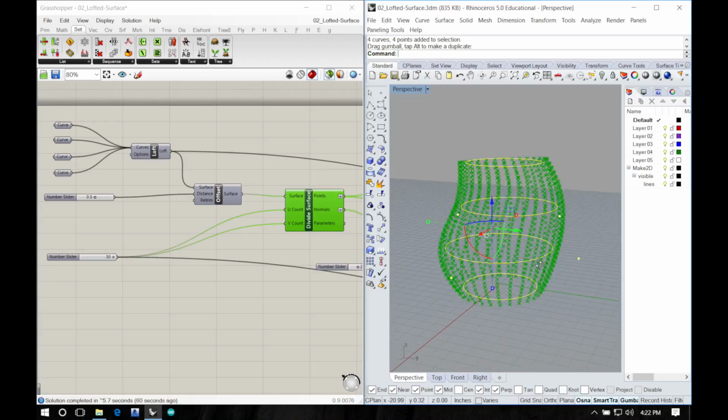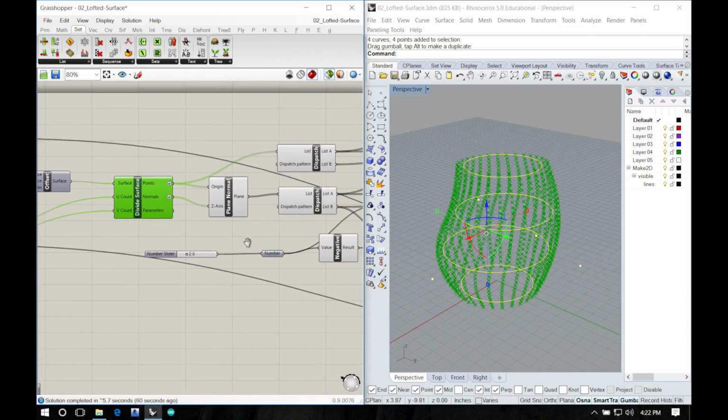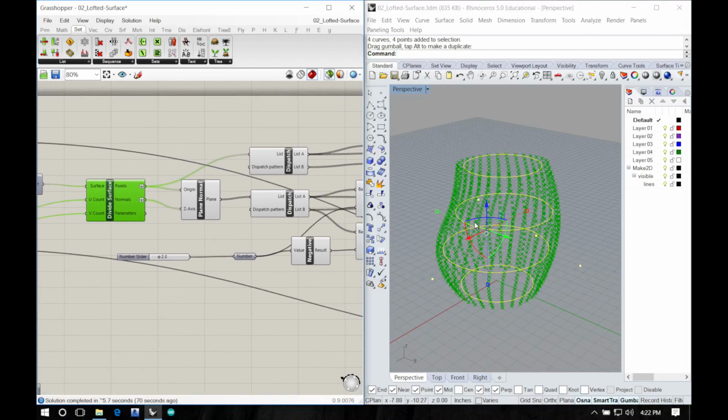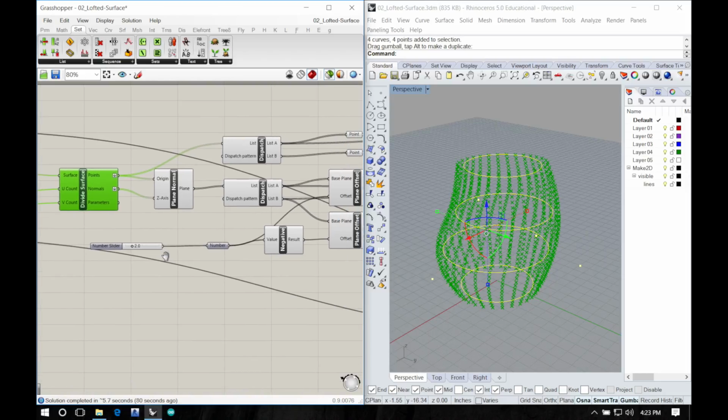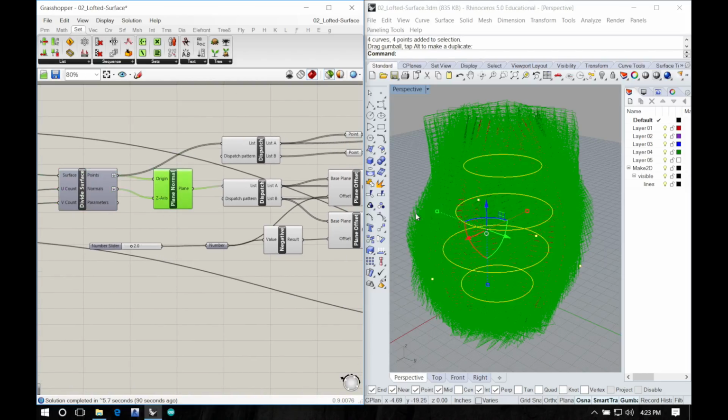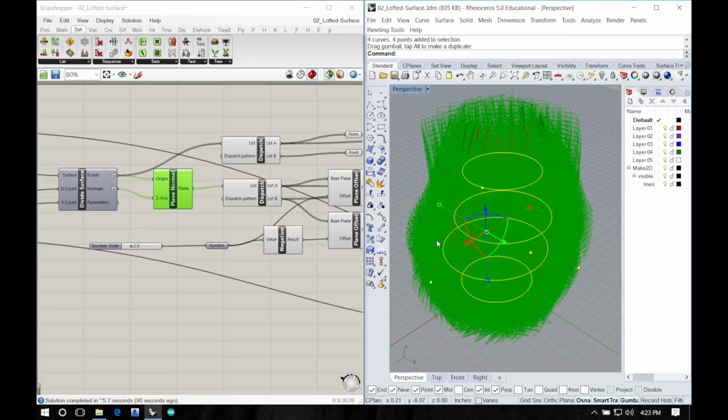But just to review, we took our divide surface points and we created a plane at each one of those points relative to the normal of our lofted surface. So every single one of those points has a normal, and a normal is a vector perpendicular to a surface at a given point. So we went and we created a set of planes, because we wanted to understand what was going on there. So we have our planes. At this scale, it's a little hard to really understand, but trust me, it makes sense.